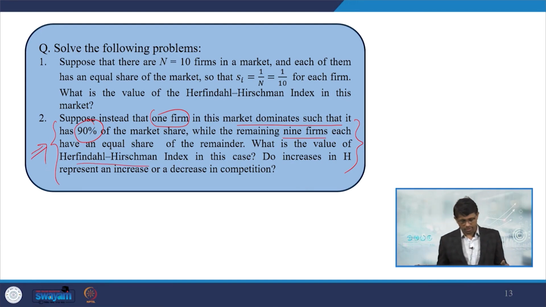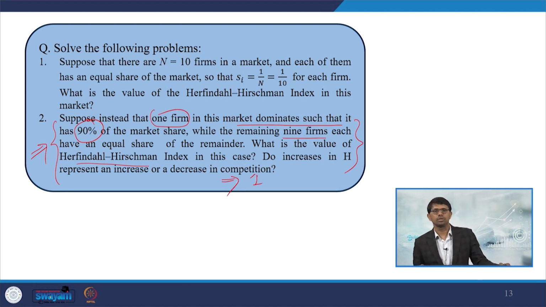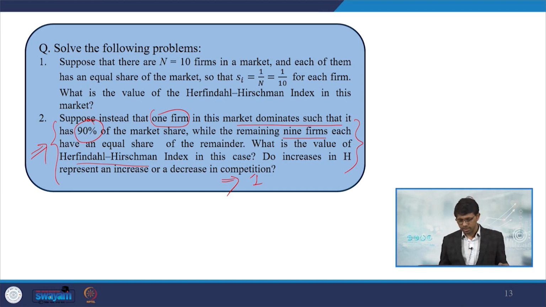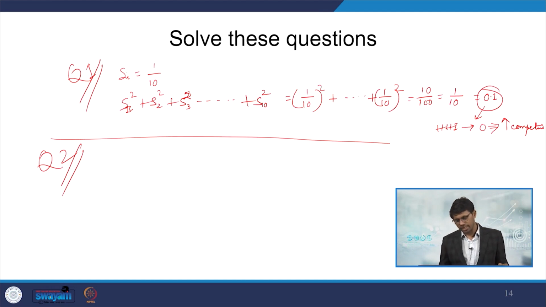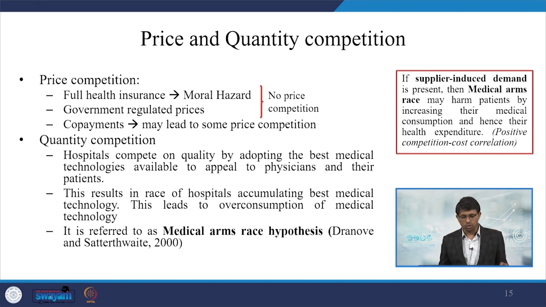I am just giving you a hint, you can just calculate it. The share will be 9 by 10 for the first firm and the others are very small, so you will get a value very close to 1. If that is the case, the market concentration is very high, and the market is controlled by a few players.